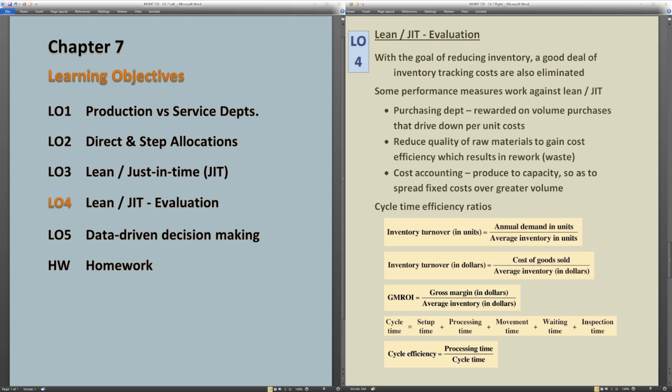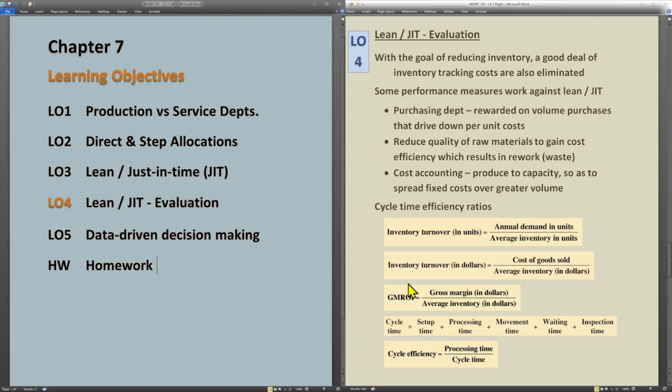Okay, so some extra information about lean and JIT, just in time. So as I've said before, if you don't measure it, you can't manage it. That's probably the correct way of saying that. But let's take a look at some of the maybe counterintuitive outcomes of focusing on lean and just in time, with the goal of reducing inventory.